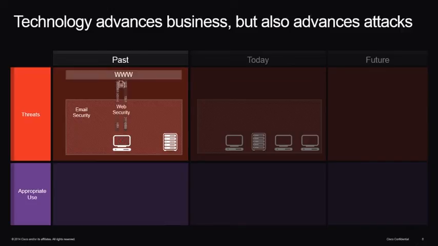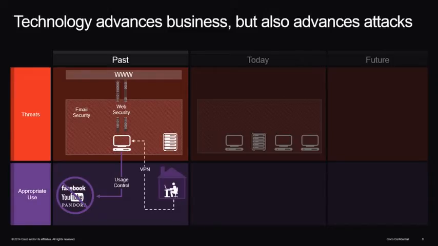Web security enabled safe internet use by regulating sites and files and blocking malicious attacks. Usage control was as simple as blocking URLs from suspicious sites and regulating files or file types that employees could access and download. And remote access was simply an employee sitting at home on a secure network connecting inside the firewall with a virtual private network.